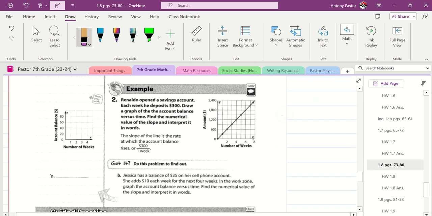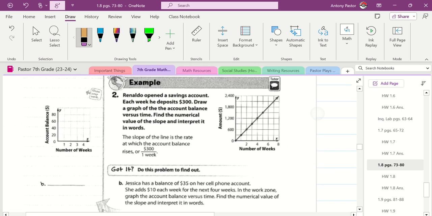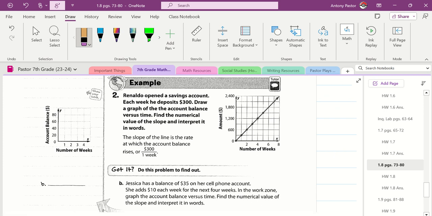And we'll do one more example here, and then we will call it for today. Ronaldo opened a savings account. Each week he deposits $300. Draw a graph of the account balance versus time. Find the numerical value of the slope and interpret it in words. The slope of the line is the rate at which the account balance rises, or $300 per week.